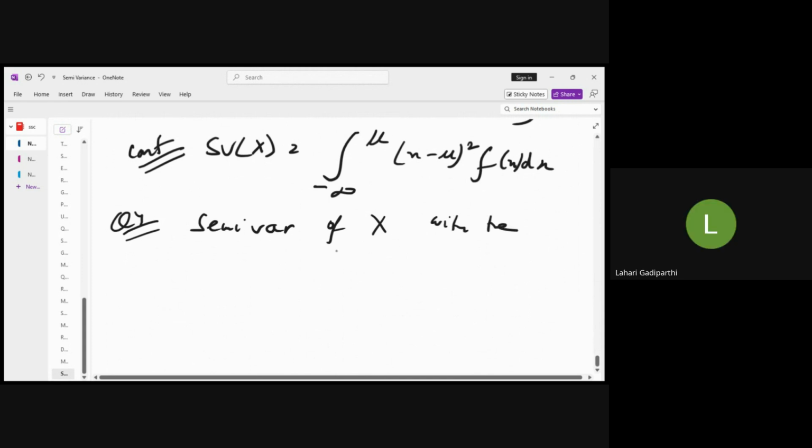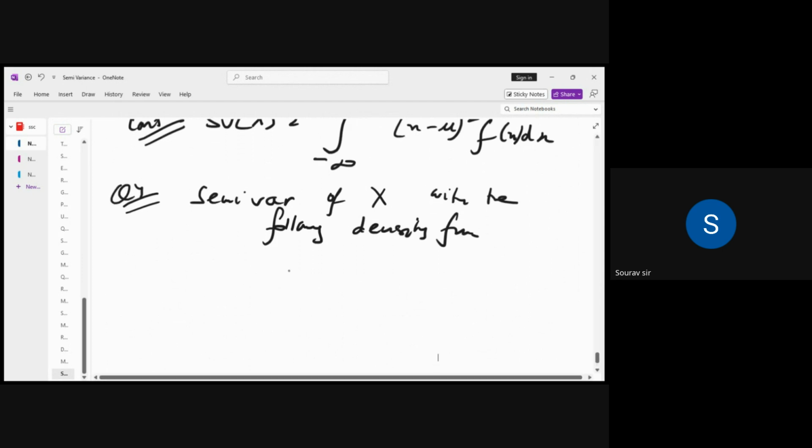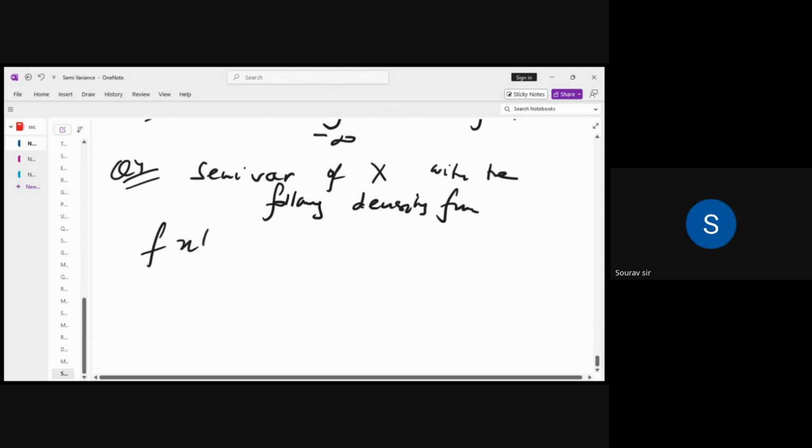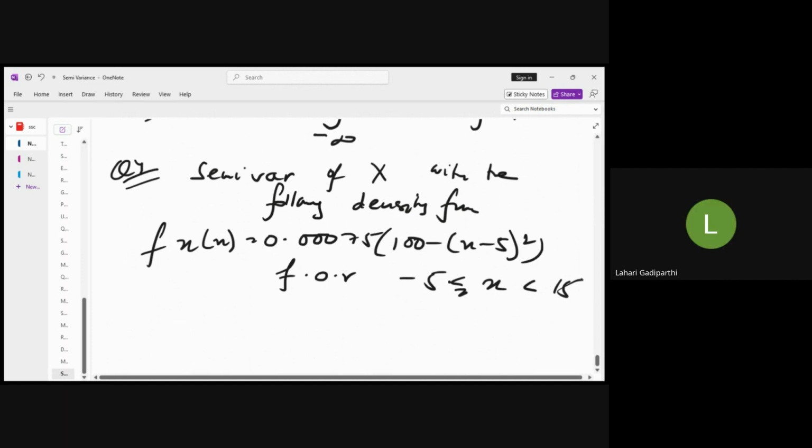No problem. With the following density function. This is another, the trickier one, this I am doing. f of x is 0.00075 times 100 minus x minus 5 squared, for x between minus 5 and 15. So how will I calculate this? Using the continuous formula, the integral. Yes, so let's put it.